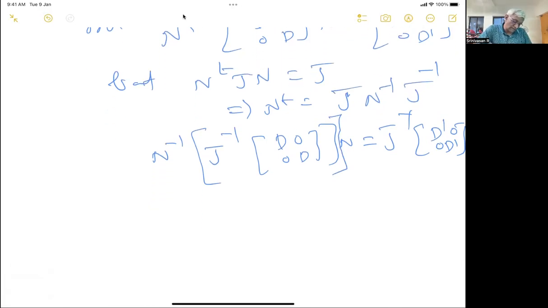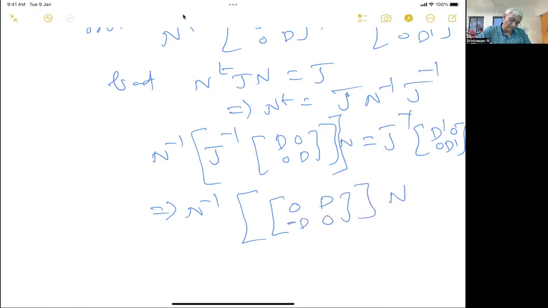Now what is this? This implies N inverse. If you apply J inverse, it is minus I, it is I minus I, right? So you will get 0, and I multiplied with that you will get the D here, right? Minus I will get you the minus D here. N is equal to the same thing here: 0, D prime, minus D prime, 0, right?